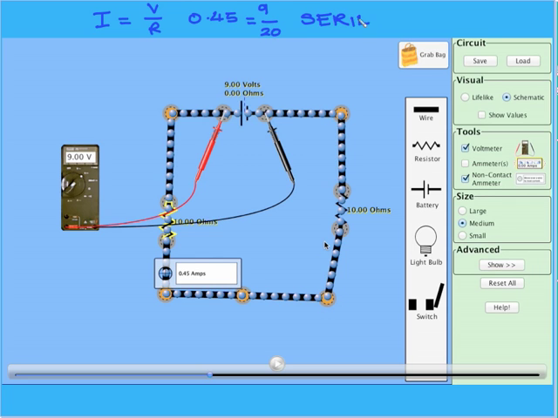Two resistors connected in series, where the current flows through one resistor, and there's no branching going on, and then it flows through another resistor. And if we measure the current at any point in this circuit, we should see that it would be constant.